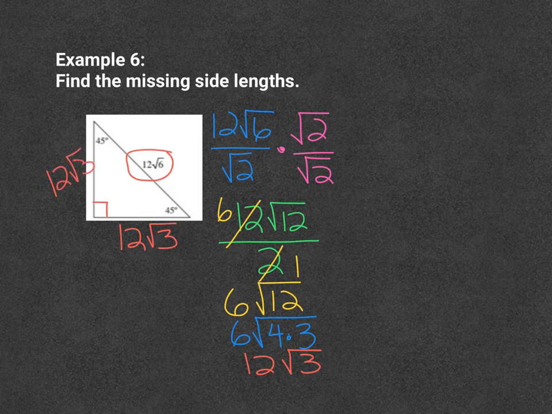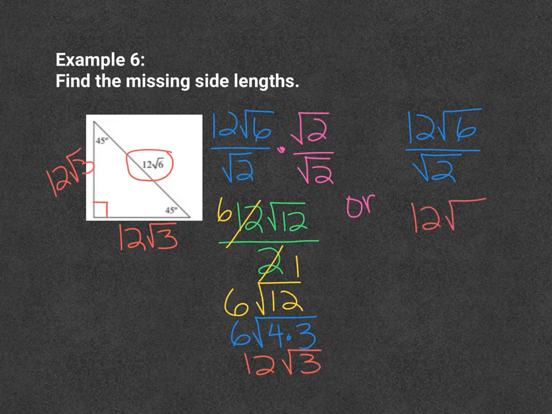However, there is a faster way to do this. So I'm going to take my hypotenuse, which is 12 root 6, and we divide by root 2. Since both the 6 and the 2 are underneath the radical, that means I can divide those. So my answer would be 12, and then 6 divided by 2 will give me 3. So I still get the same answer, which is 12 root 3, just in a faster way. So each of my legs are 12 root 3.